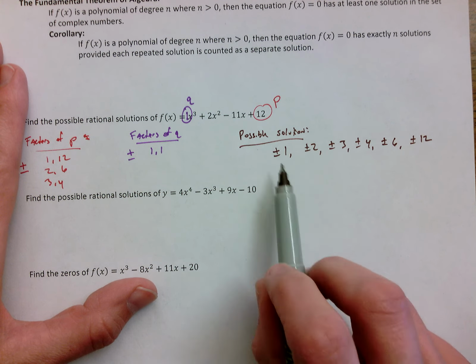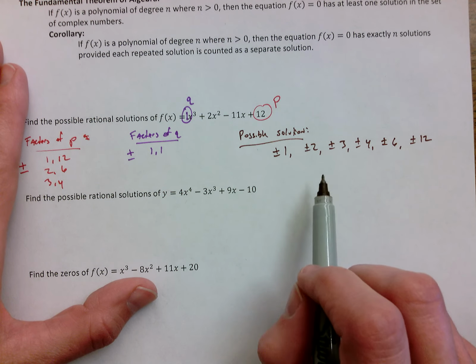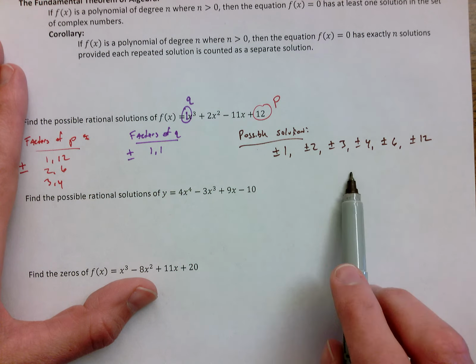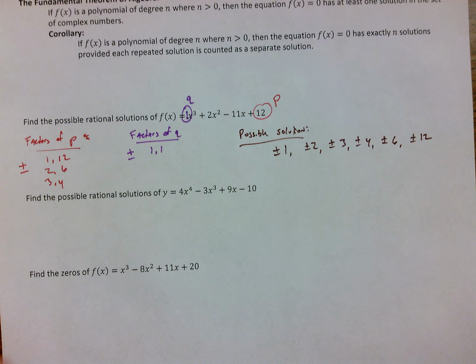We're just saying that if there are any rational solutions, so any kind of number that can be written as a fraction that's a solution to this, it's going to be somewhere in this list. Okay, that's what this rule is saying. All right, so we're going to come back to how we use that in just a second, but let's do another one of these.